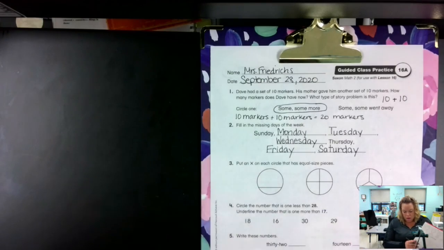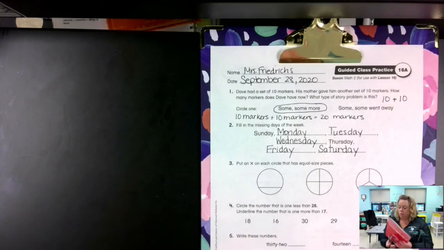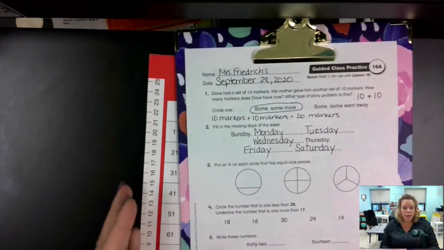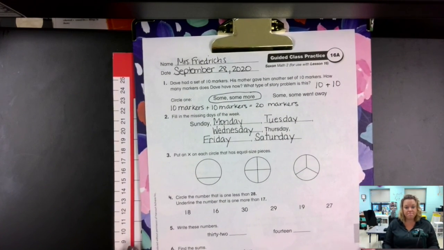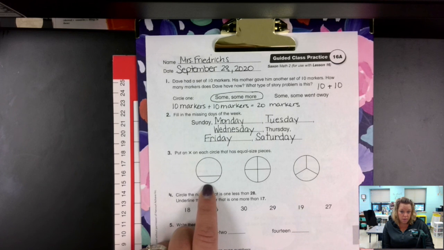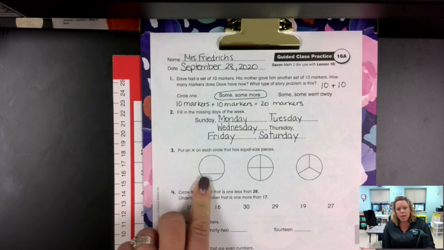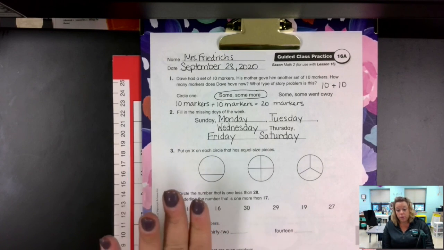Okay. Now, you can keep this close by because you might want to use this in a little bit. I'm just going to put it underneath in case I need it for another problem. Number 3, put an X on each circle that has equal size pieces. Does this have equal size pieces? Would this be fair? No. See how this one side is really large and this other side is really small? That's not equal. So we're going to leave that one alone.